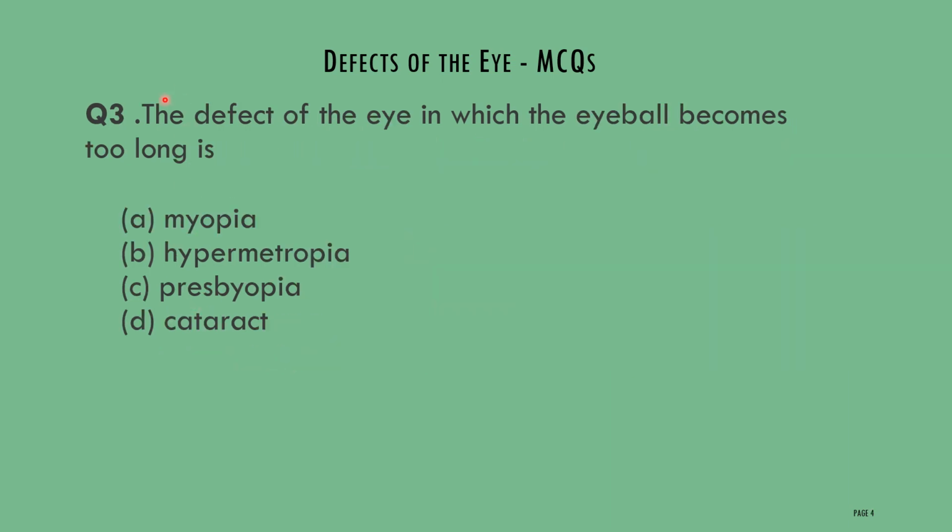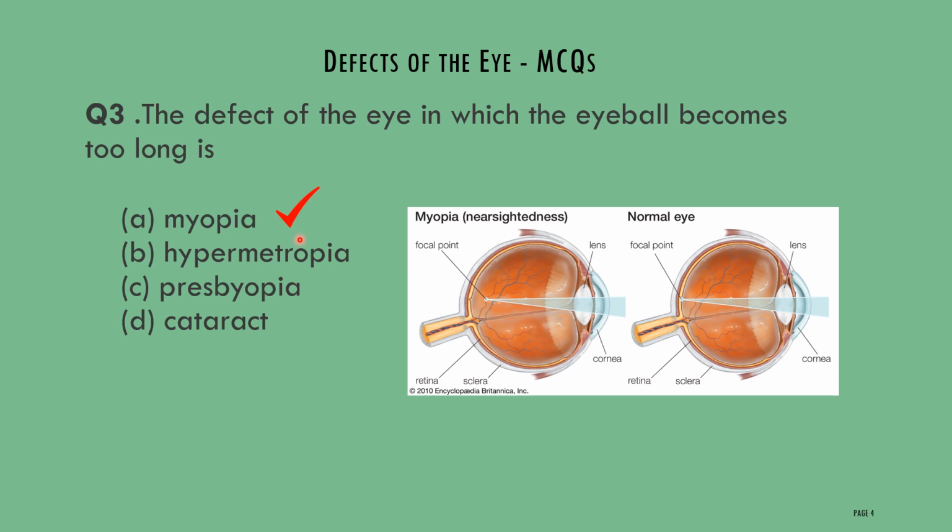Now the third question. The defect of the eye in which the eyeball becomes too long, otherwise it becomes elongated. Let us see the options. Option A is myopia, option B hypermetropia, option C presbyopia, option D is cataract. Which one is the correct answer? The correct answer is myopia.